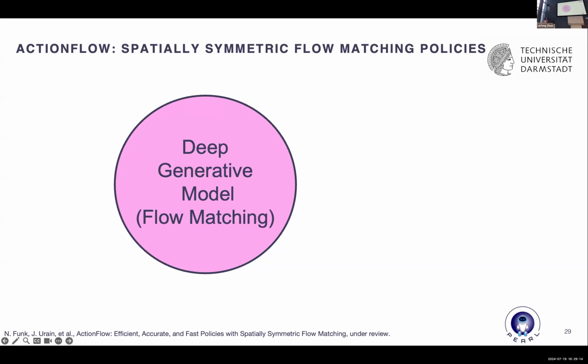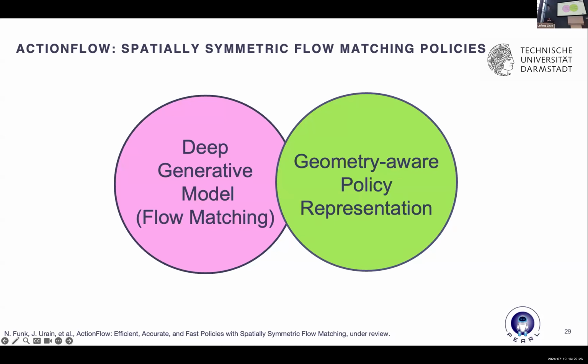10 minutes, okay, yeah. So in this work, we combine deep generative models, and in particular flow matching, which we have found to be the state of the art in generative models and outperforming diffusion models. And we combine geometry-aware policy representations in order to bring together these two worlds, to ensure, on the one hand, fast action generation thanks to flow matching, and on the other hand, to ensure the desired geometrical properties, like the geometric understanding of the scene.